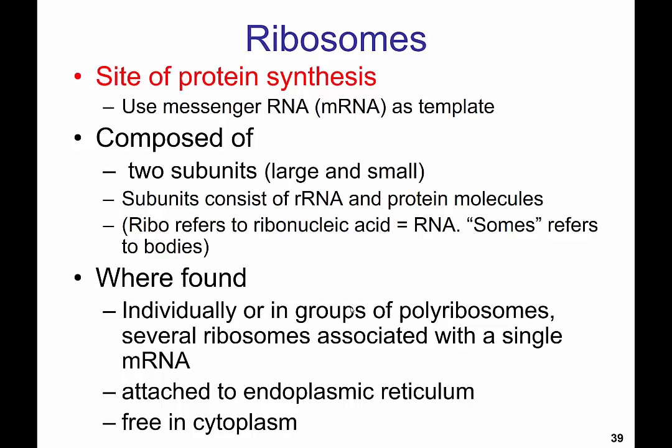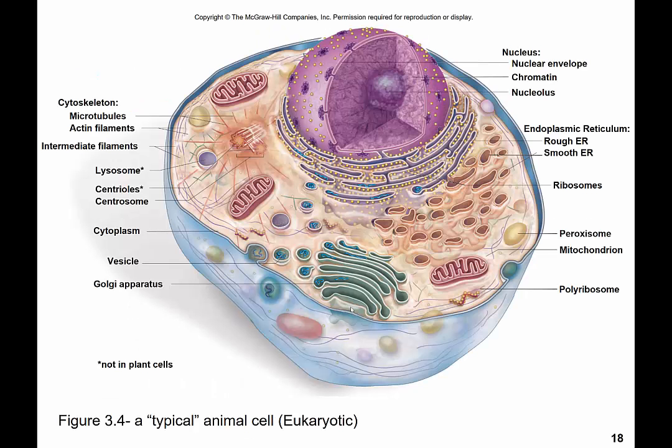Ribosomes are also attached to the rough endoplasmic reticulum, as we just saw. They can also be free in the cytoplasm. Flipping back to our diagram of an animal cell, we can see ribosomes here, as well as free either in single units or as a polyribosome within the cell.